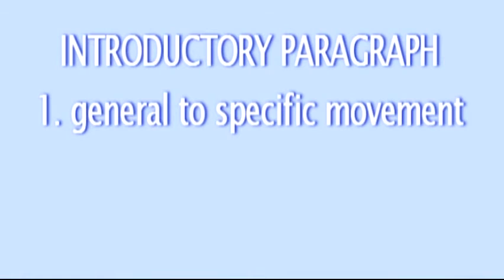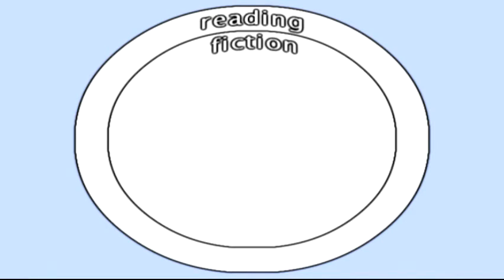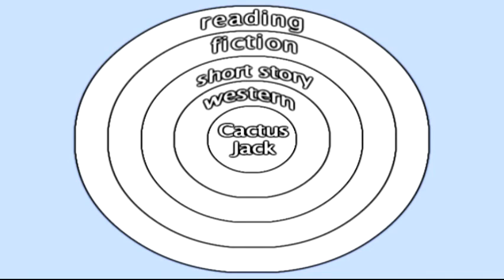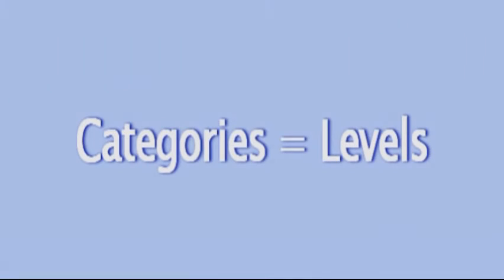There is movement from general to specific in the introductory paragraph. The sentences form a continuous narrowing to the specific topic of your paper. In the previous example about the story of Cactus Jack, we might build the following categories. The most general category is reading, followed by fiction, short story, western, and finally the Cactus Jack story itself. And I could have figured that out by working backwards. Cactus Jack is a western, it's a short story, it's fiction, and all that comes under the heading of reading. Note that this text calls these levels categories.